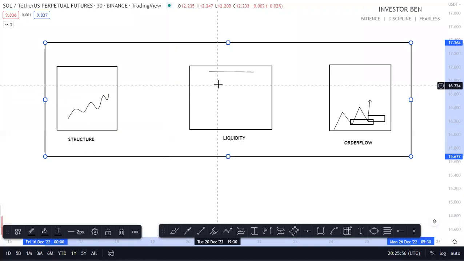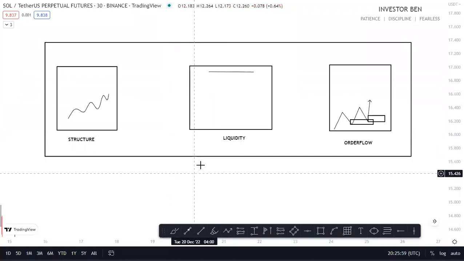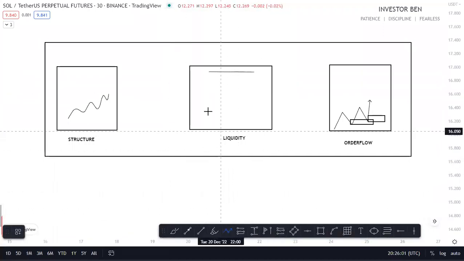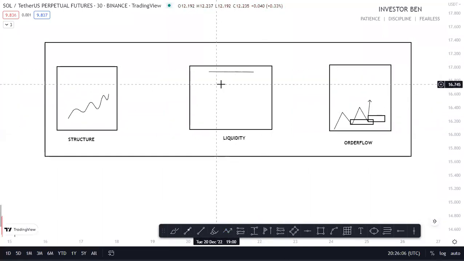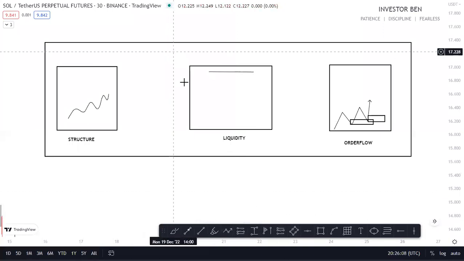Now that you know that price trades in the direction of liquidity, meaning if price should come close to liquidity, it's definitely going to grab liquidity. So whenever you're taking your entry, you shouldn't set your entry where liquidity is present, right?